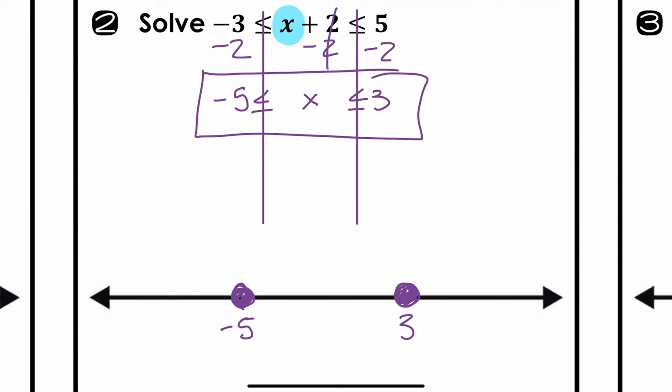Okay, and then I see that x is between these two numbers, just like that other one that we did. So I'm going to fill in the middle here. X is in the middle of those two numbers, so that is why we are filling this part in. This shows that all of our x's are going to lie between these two numbers. Okay. All right, let's try a tougher one.